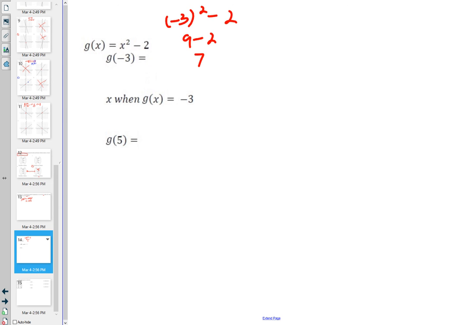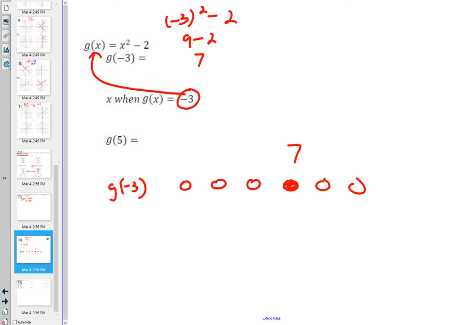So on the answers, there was a g of -3, and then there was a bunch of dots going across. So you would just go to wherever the 7 was, and you would bubble in that bubble. Then the next one says x when g of x is -3. Well, when g of x is -3, you put the -3 on this side. So it would be -3 equals x squared minus 2, plus 2 on both sides. So -1 is equal to x squared. This one might be a little bit harder because you have to know how to get rid of a square.